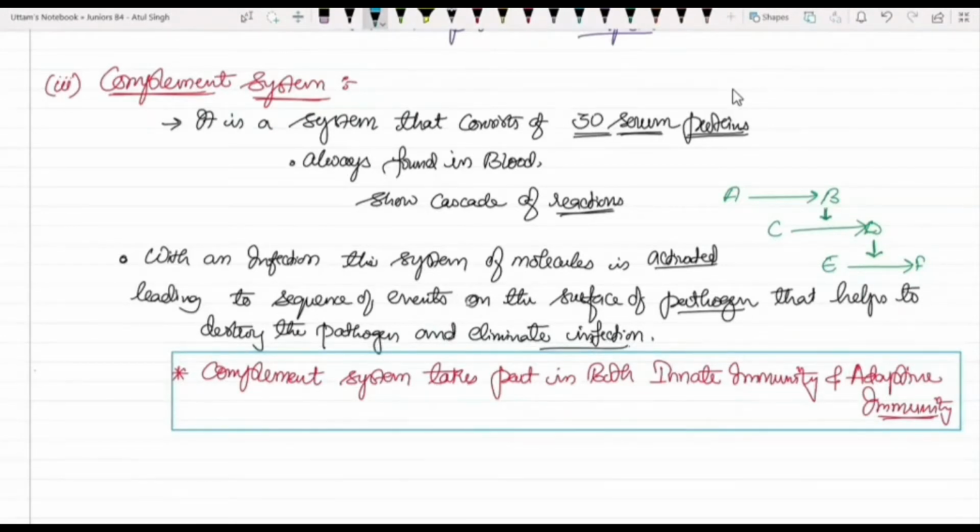Okay, so what happens over here is the complement system, it can get activated in two pathways.